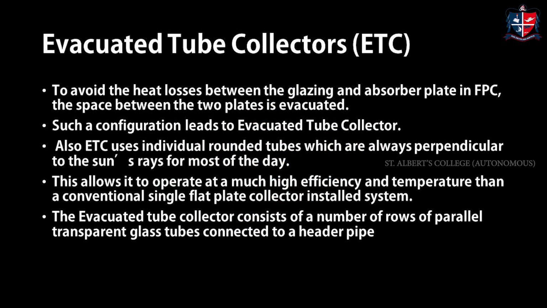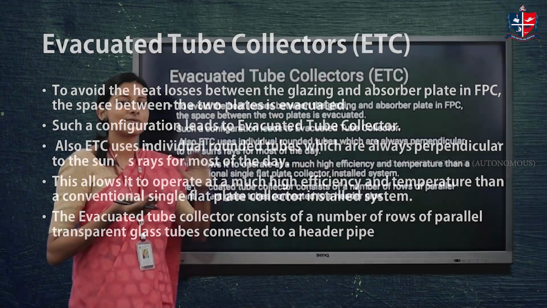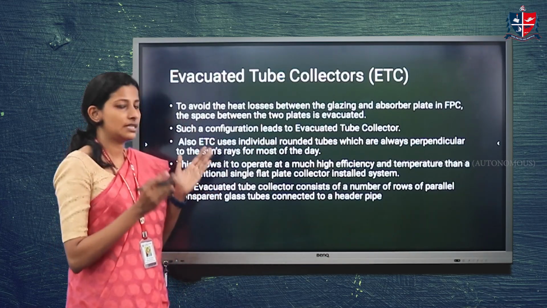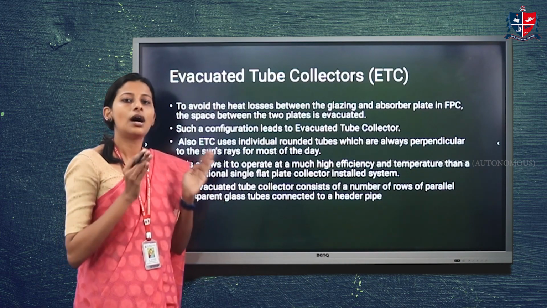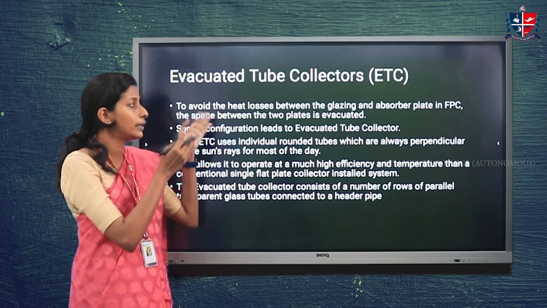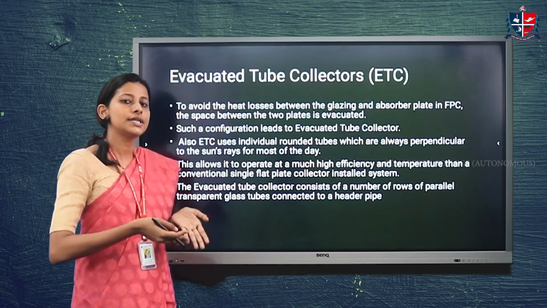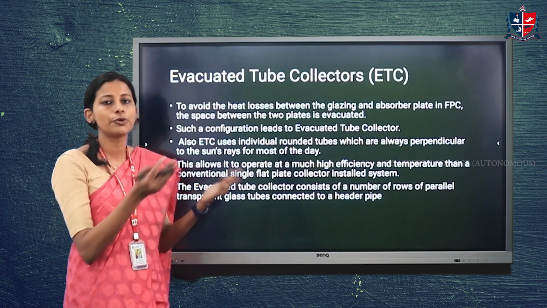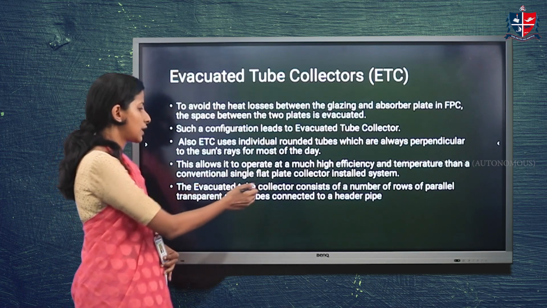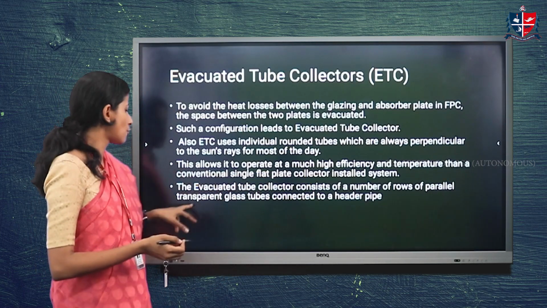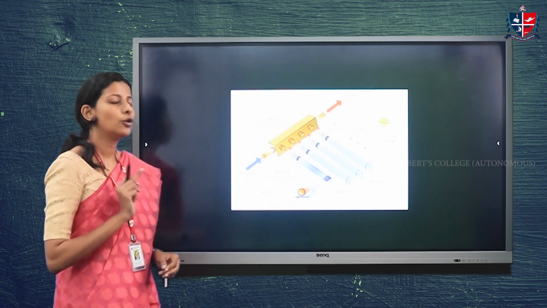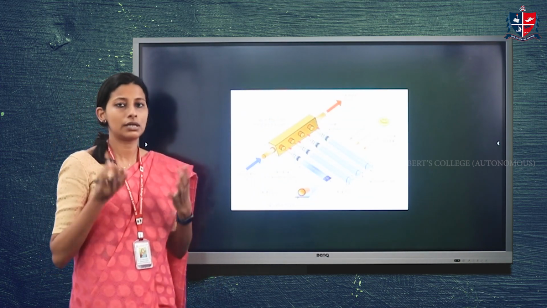So since there is evacuation in each of the tubes, this has a higher temperature, and it works at a much higher efficiency than FPC. But both of these, FPC as well as ETC, are non-concentrating. We are not doing any particular action to concentrate the solar radiation. We just use it as it is, and that is being transported to the medium. The evacuated tube collector consists of a number of rows of parallel tubes that are connected to the header pipes.